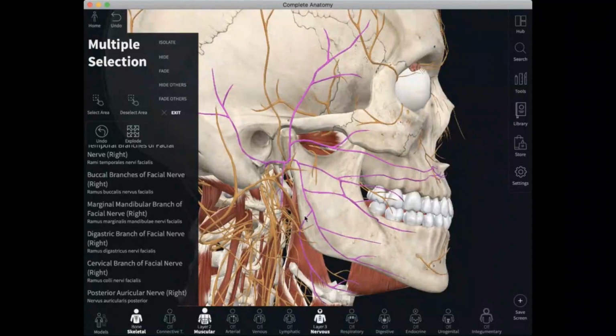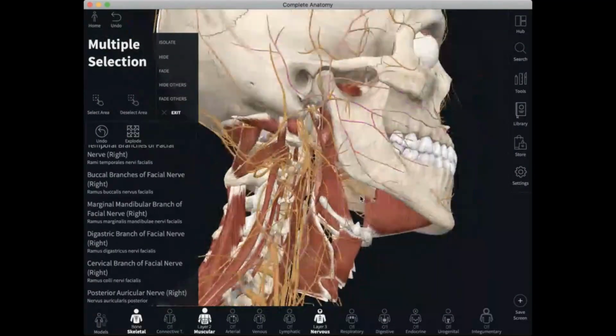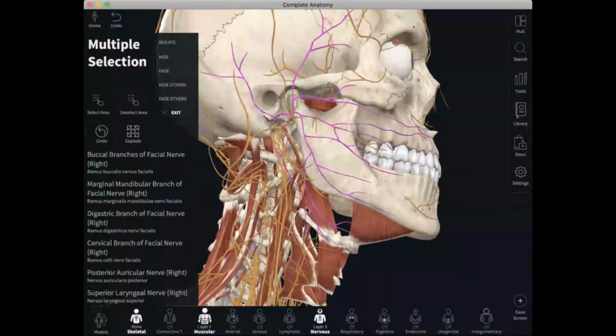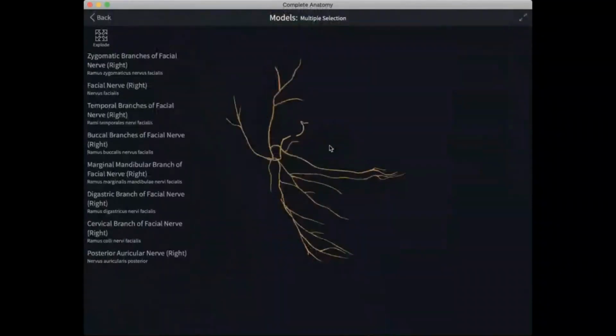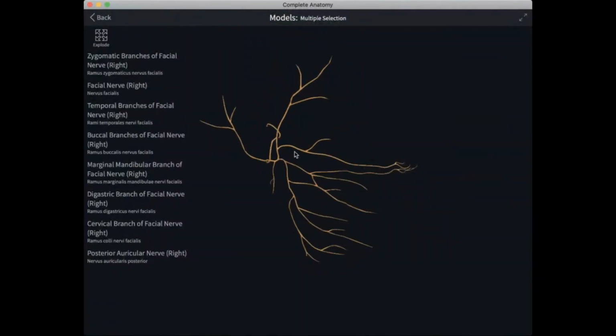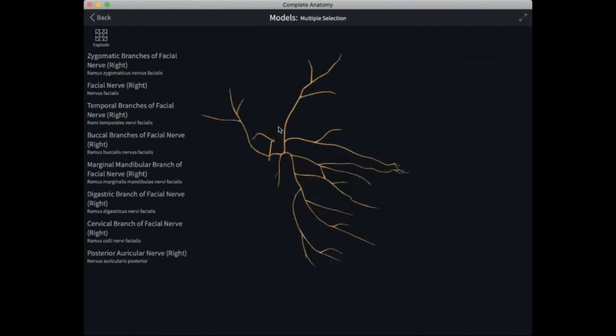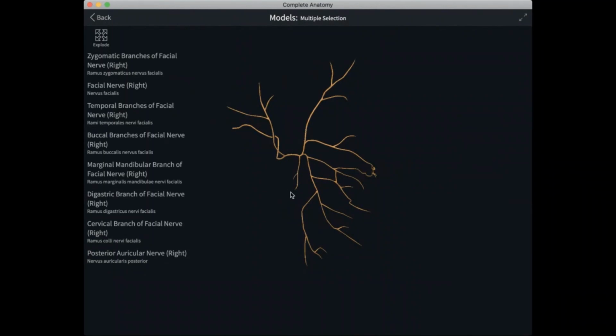You see, these are the branches of the facial nerve. The temporal branch, the zygomatic branch, buccal branch, mandibular branch, and then the cervical branch that is supplying the platysma muscle. So these many branches are present. So this is a place where the parotid gland is located.